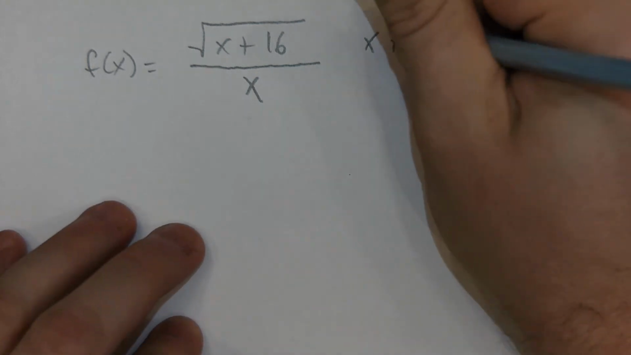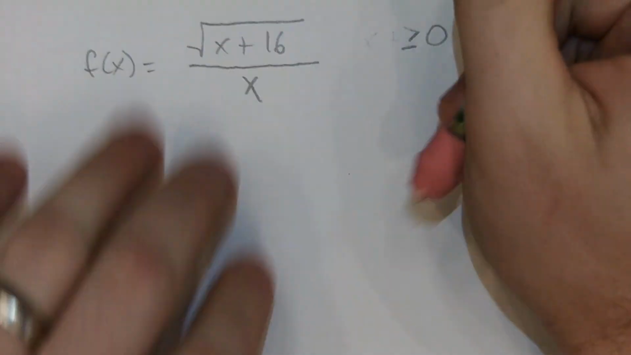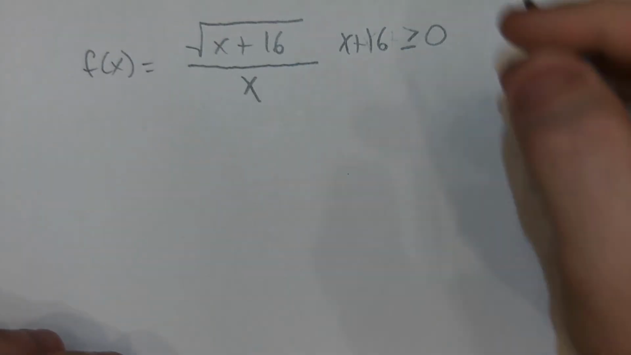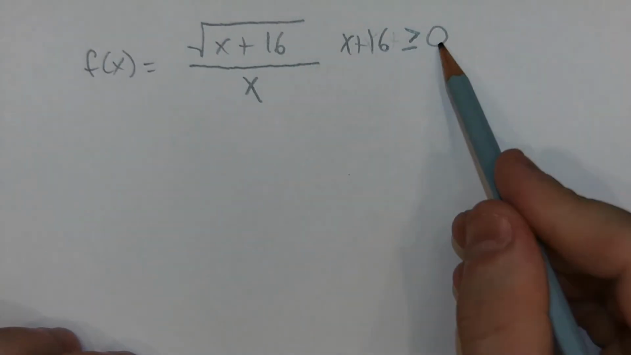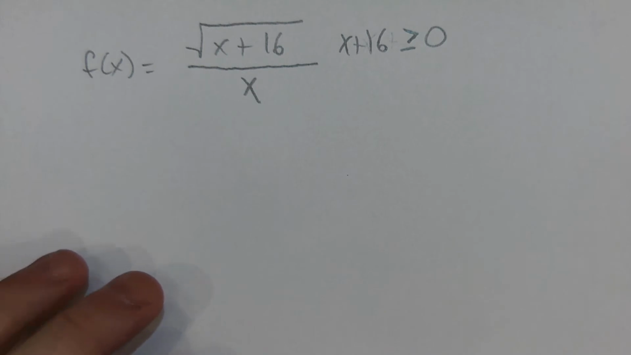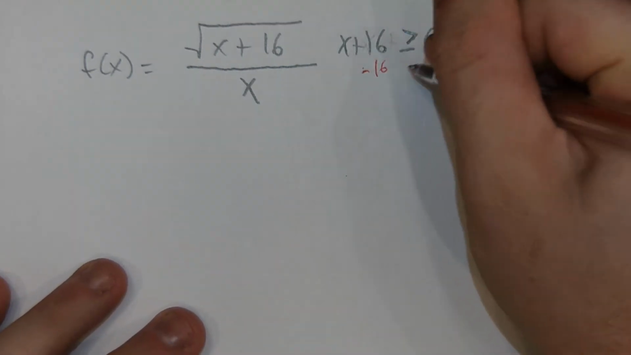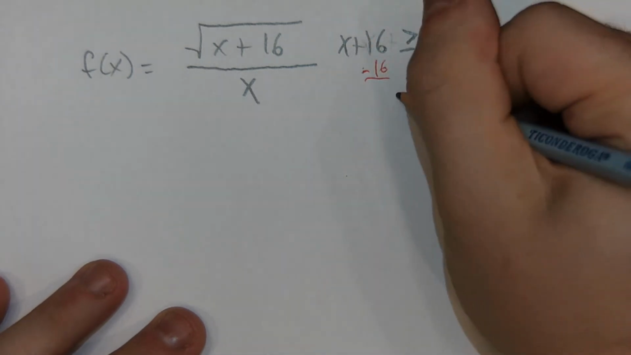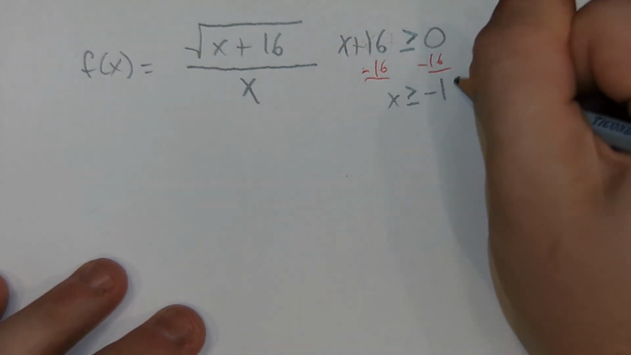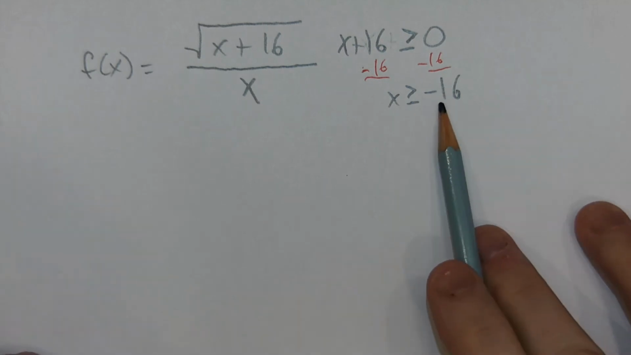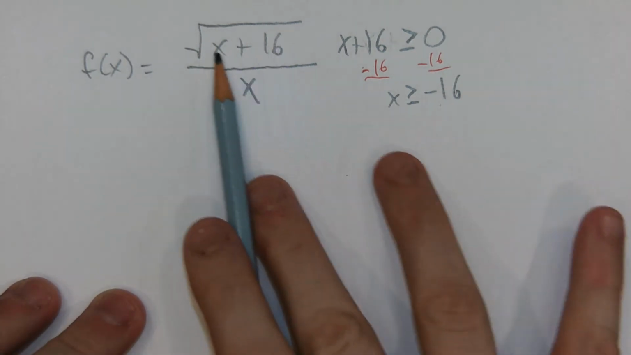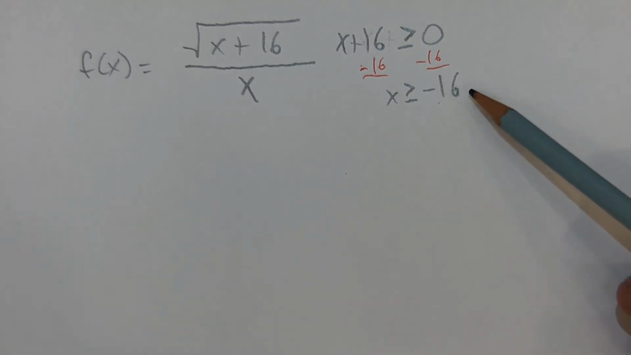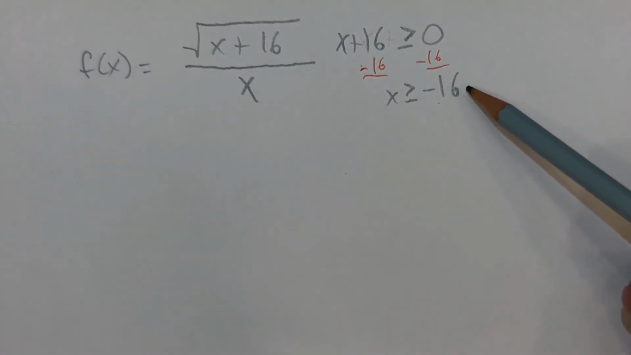I forgot to write the 16. Goodness. There. And because it's on the top of a fraction, getting a 0 is just fine. We get x by itself. That tells me that x is greater than or equal to negative 16. It's not a problem that this is a negative number. All that matters is that the structure itself is not negative. And then I go, okay, cool, so I can use any number I want that is negative 16 or bigger.